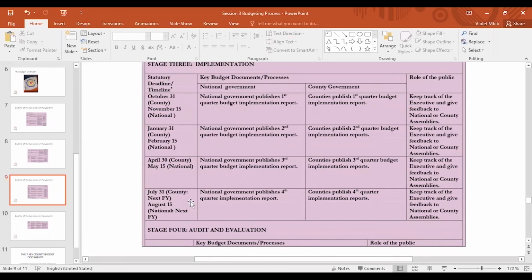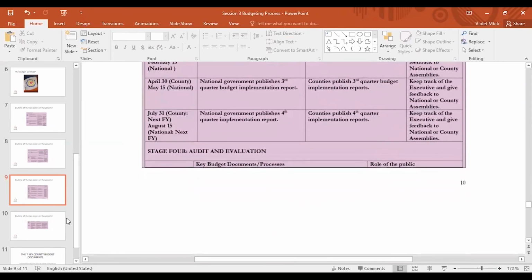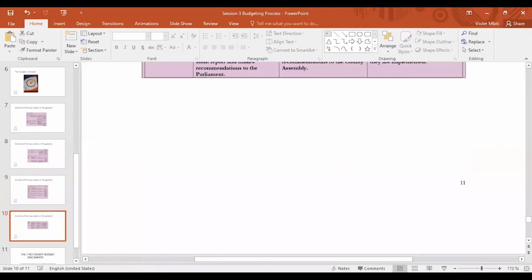And then July 31st, county next financial year, August 15th, national next financial year. National government publishes fourth quarter implementation report. County government publishes fourth quarter implementation report. So the role is to keep track of the executive and give feedback to the national or county assembly. Now we are on stage 4, which is now audit and evaluation. Okay.